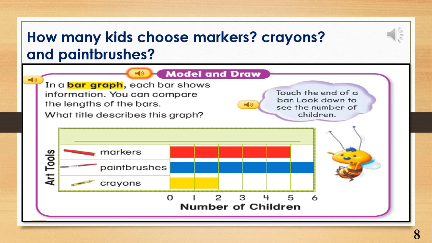How many kids chose crayons? Let's look at the yellow line. It ends at number 2. Therefore, 2 children chose crayons. And last, how many kids chose paintbrushes? We look at the blue line and it ends at number 6.